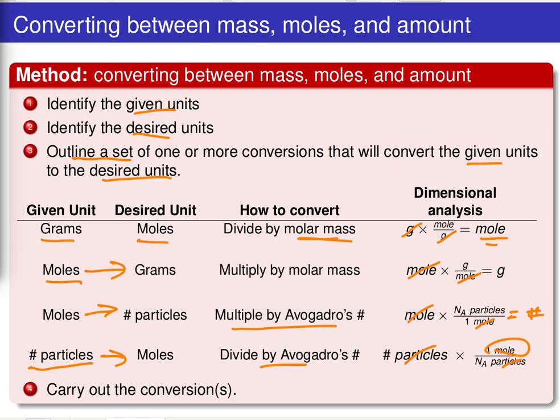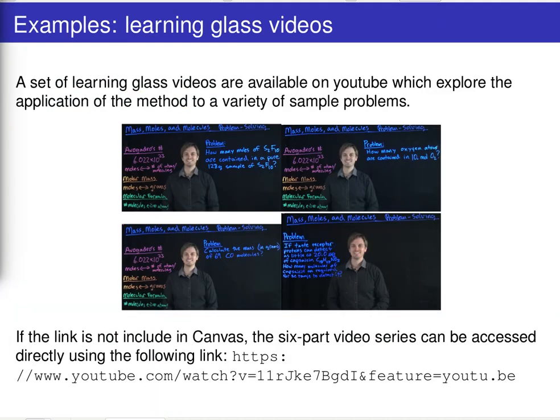Now, once you've used this table of conversion factors and mapped out a pathway to take you from those given units to the desired units, the final step is to simply carry out that conversion. Plug those values into the calculator and then you'll be home free. The next set of mini lecture videos in this playlist are going to take you through a series of problems that apply these conversion factors, Avogadro's number and the molar mass, in a variety of different contexts.